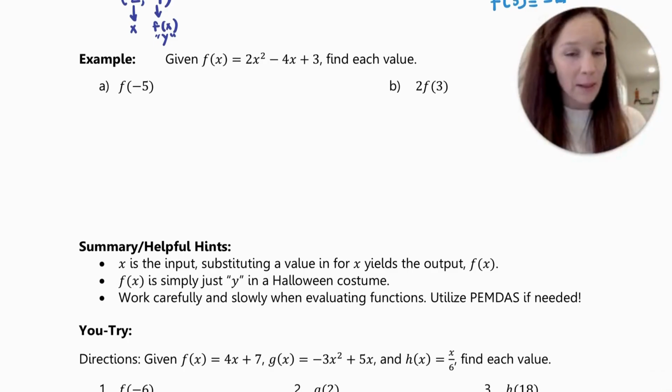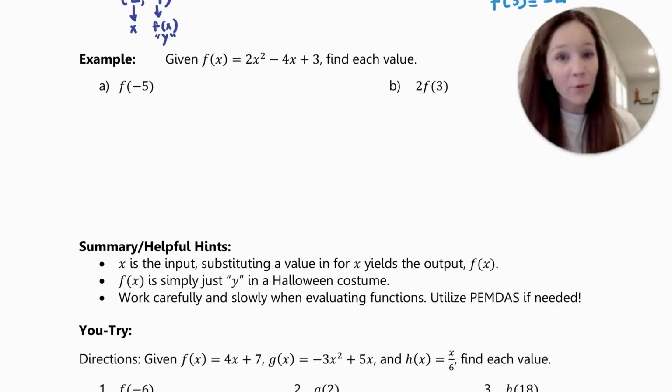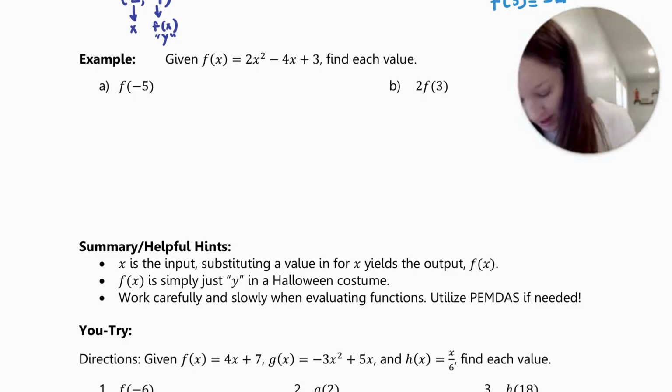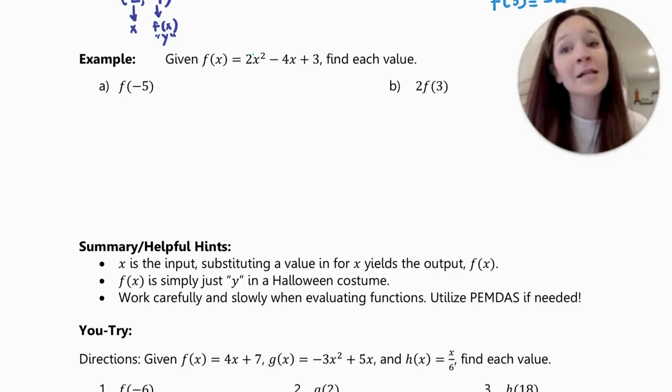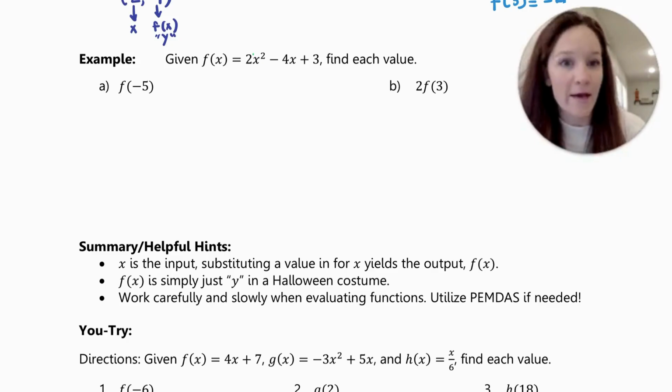We're going to spice it up a little bit with a little bit more of a complicated function, but that just makes it all the more fun. So looking at this example, we have f of x, and we have 2 places for that x. We have a quadratic, so we have 2x squared minus 4x plus 3. So the deal here is that you have to substitute in everywhere. Wherever you see an x, you're going to plug in that input.